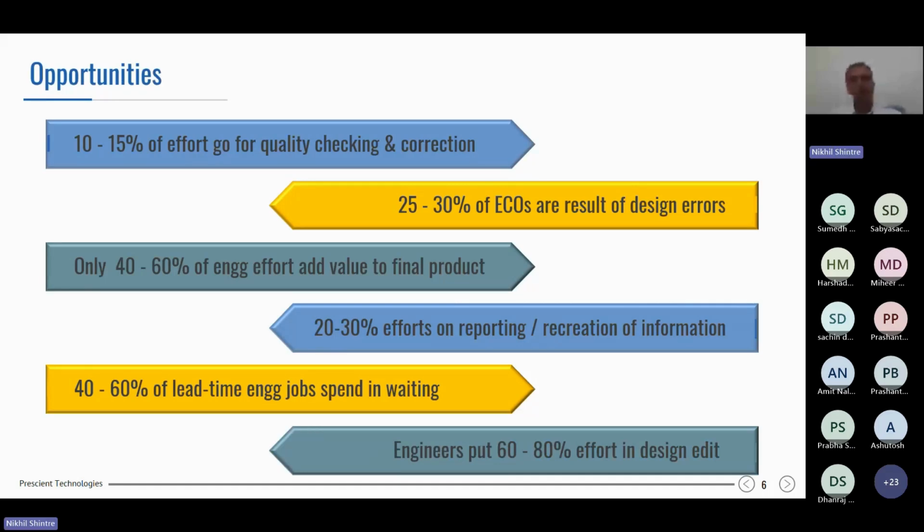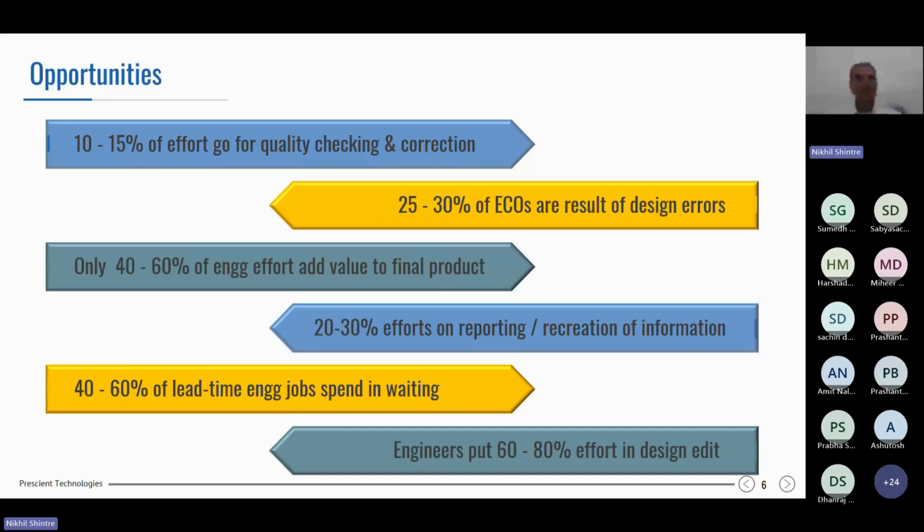And the last one is that engineers put 60 to 80% of effort in design edit. So the opportunity we see here is that very often, automations are implemented considering you are going to create things from scratch. But if you are putting 60 to 80% of effort in edit, reusing existing designs, and we identify and acknowledge that, then we would be able to get much better automation, and plan it in a much better manner so that you can use it for the complete life cycle.